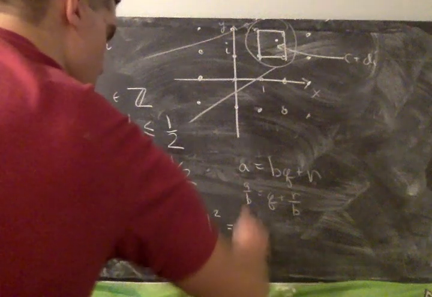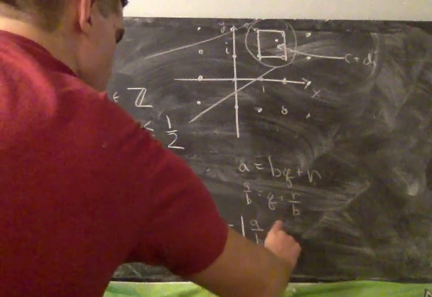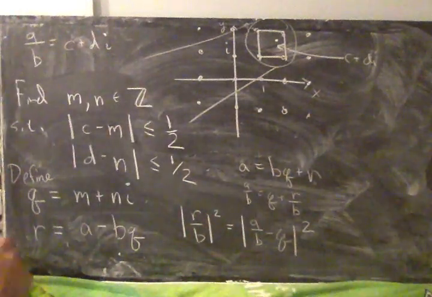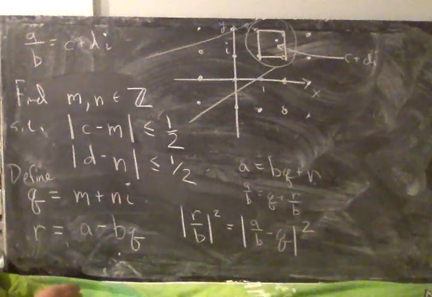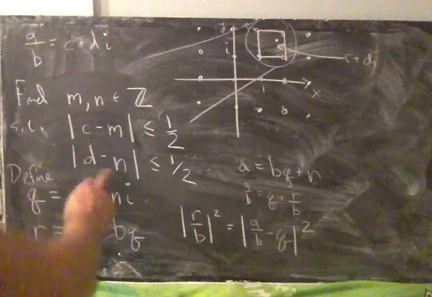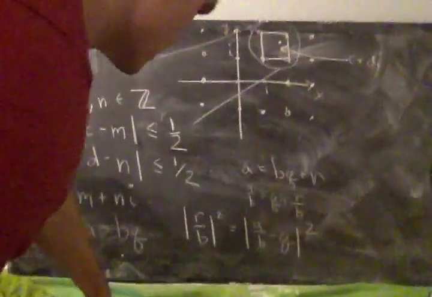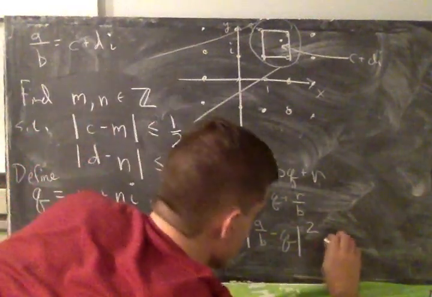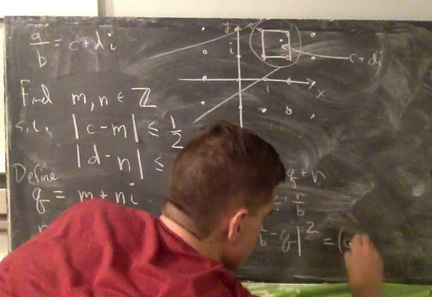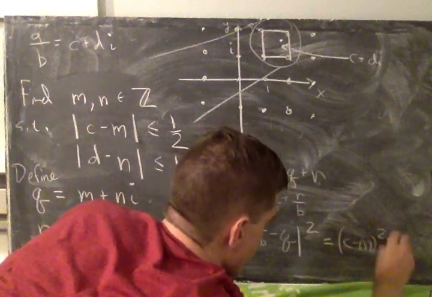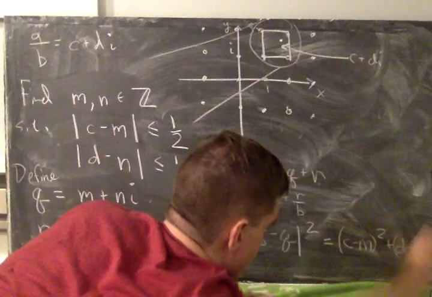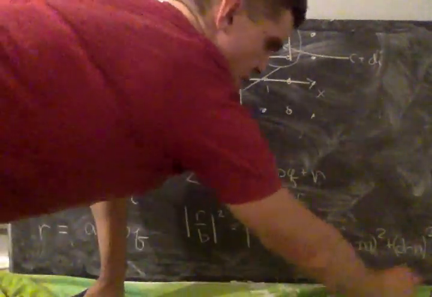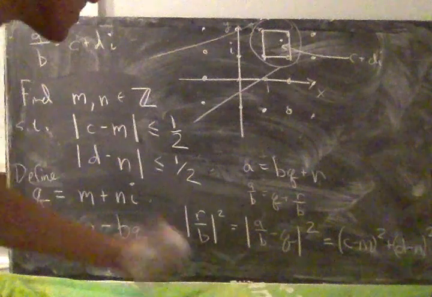So this is the norm of A over B minus Q squared. And A over B is C plus DI, and Q is M plus NI. So this is going to be C minus M plus D minus N times I. So that's what this complex number is going to be there. All right, so this is going to be C minus M squared plus D minus N squared, because this complex number just has C minus M and D minus N as its components, as you can see explicitly.